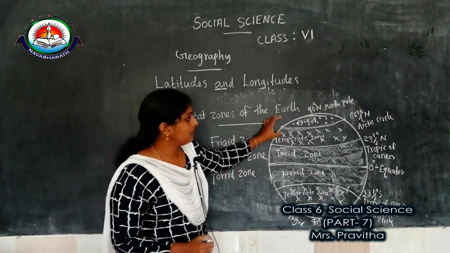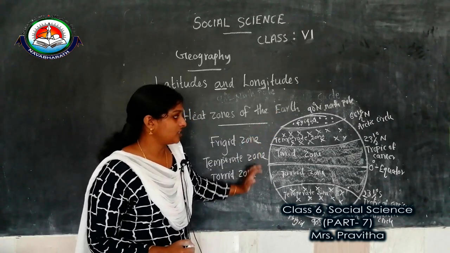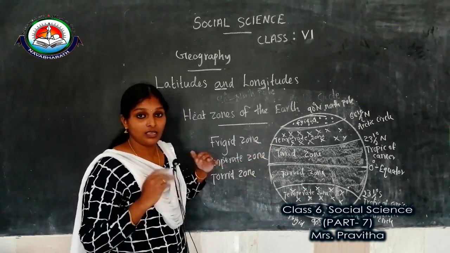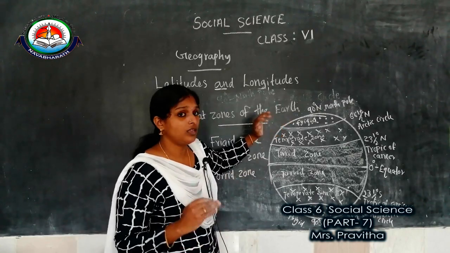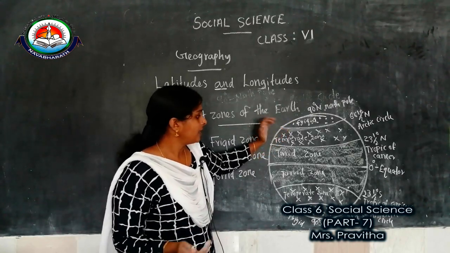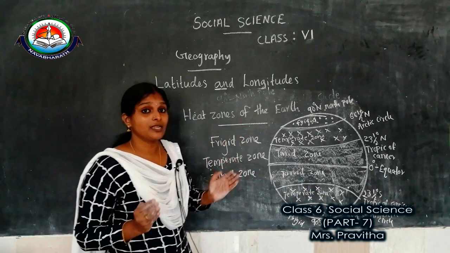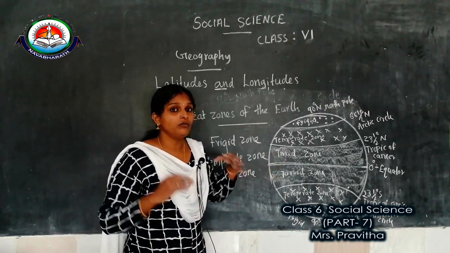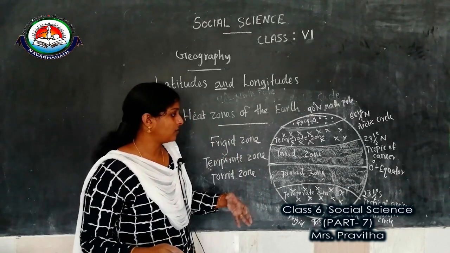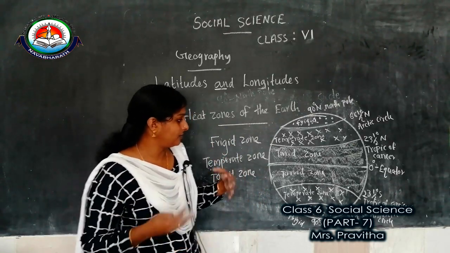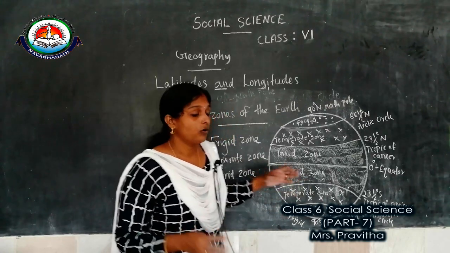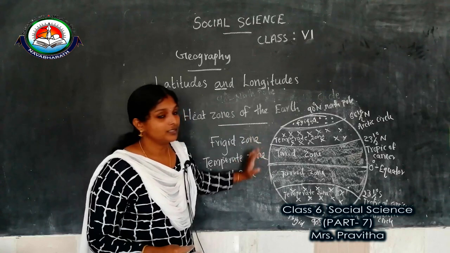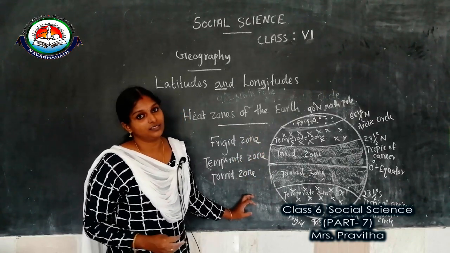You must know each latitude and the climatic condition of each zone. The frigid zone will be very cold. In the temperate zone, moderate temperature will be there. In the torrid zone, torrid means hot, the temperature will be very high. So these are the three heat zones of the earth.